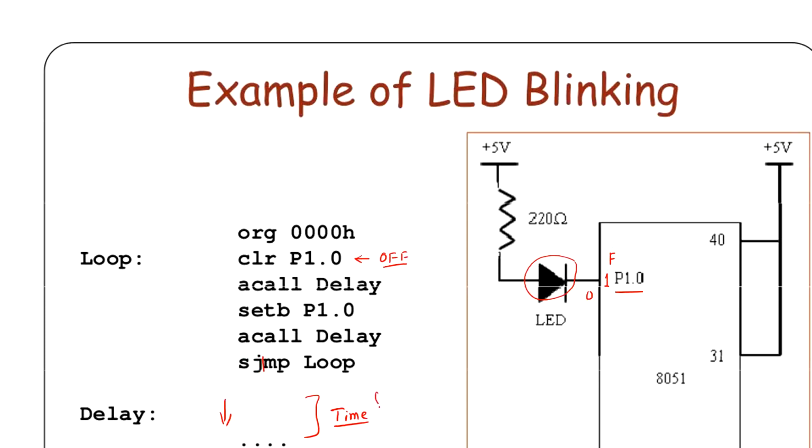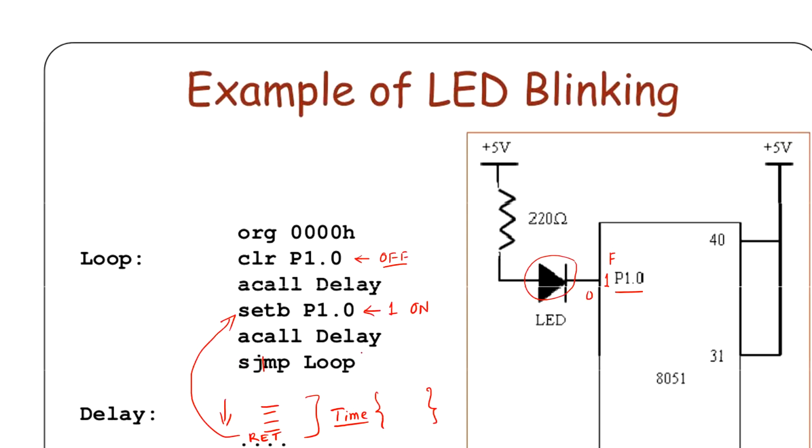That we need to calculate according to the machine cycle taken to execute the instructions written in the delay program. Once the RET instruction is written, it comes back to here. Then the bit you made as 1 here, that is, the LED will be on now. Port 1.0 bit will be 1. Then the LED will be on.